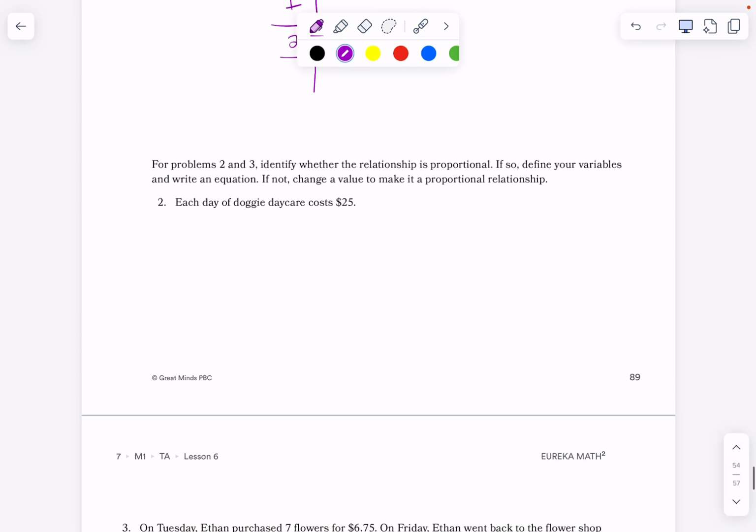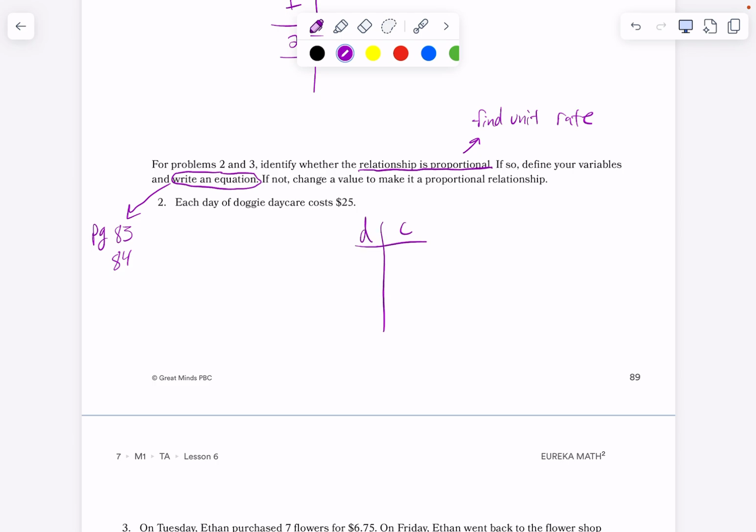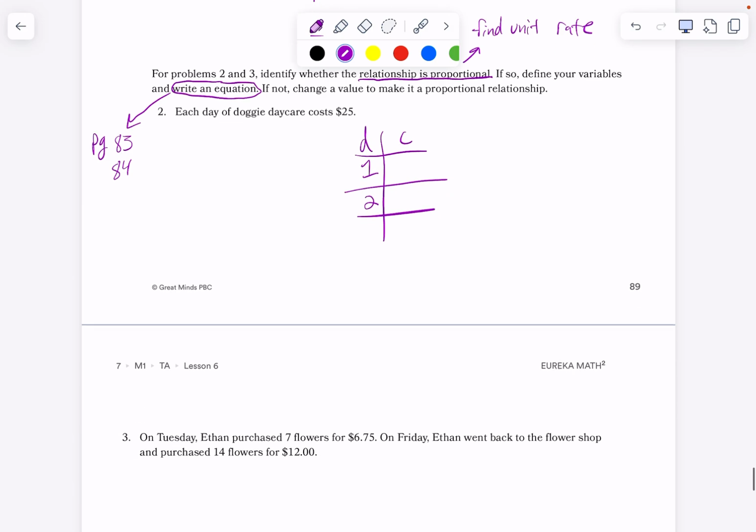Moving on to problem 2, it's going to be pretty much the same thing. You need to see if the relationship is proportional, aka you need to find a unit rate. And the new part of this is you need to write an equation. And if you're confused on remembering how to write an equation, just go to page, I think it's 83 and 84. There's some examples on there from class. So looking at number 2, again, I'd make a table and do a day of doggy daycare and the total cost, and I'd just check day 1 and I'd check day 2. That's how I would do that.